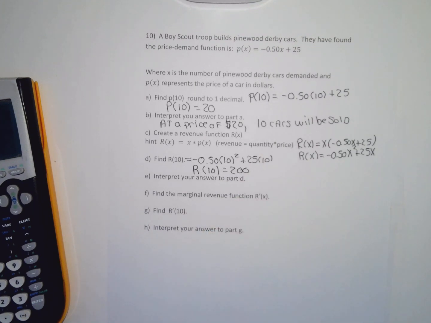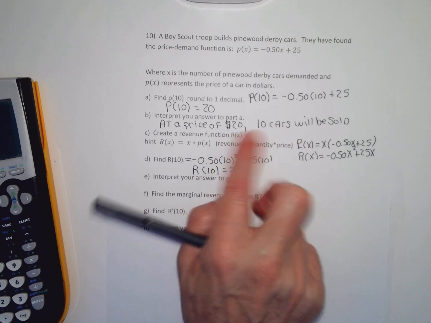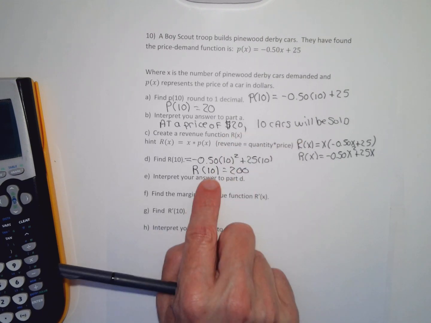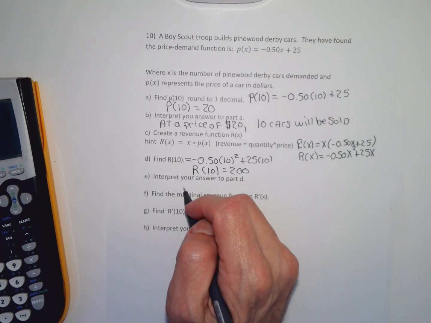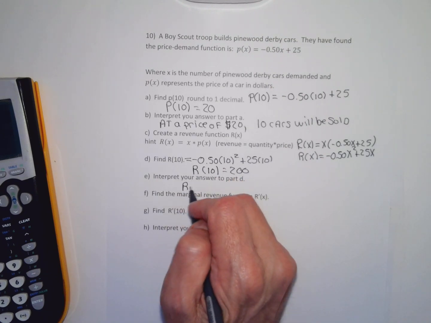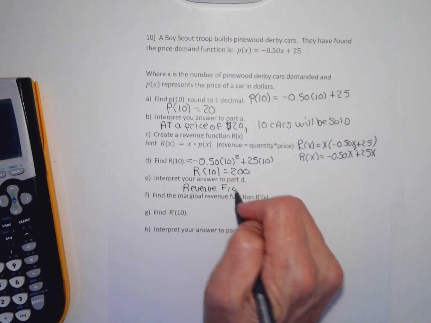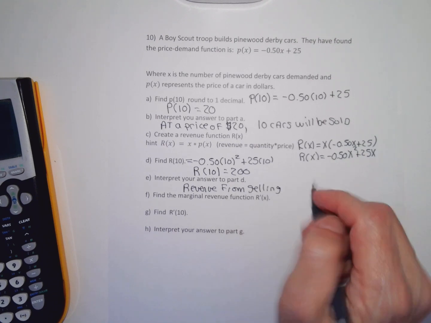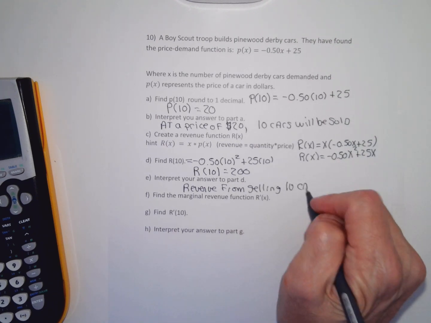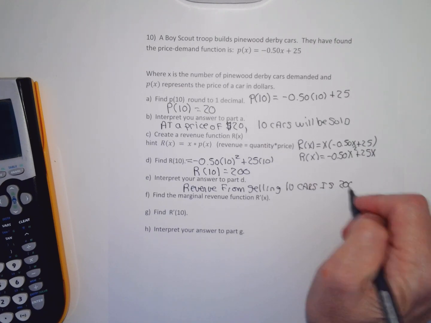And this makes sense because at a price of $20, 10 cars will be sold. 20 times 10 is 200. This says the revenue from selling 10 cars is going to be $200. So for part E, the revenue from selling 10 cars is 200 bucks.